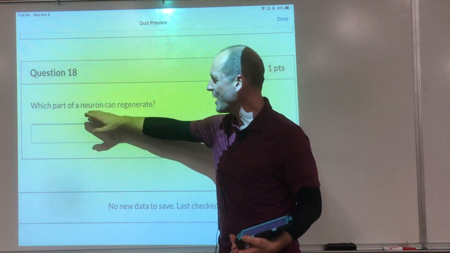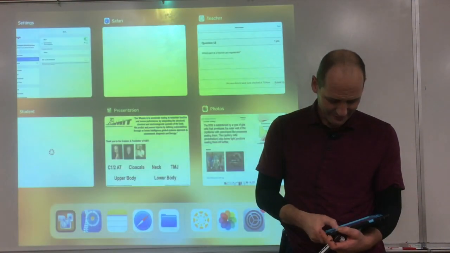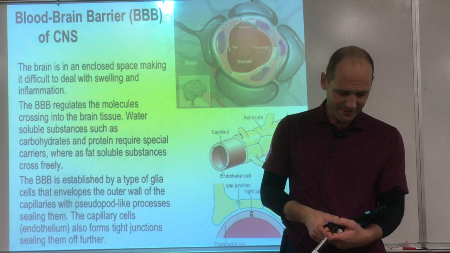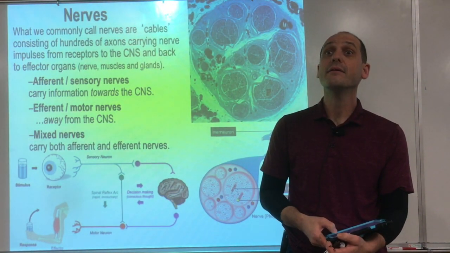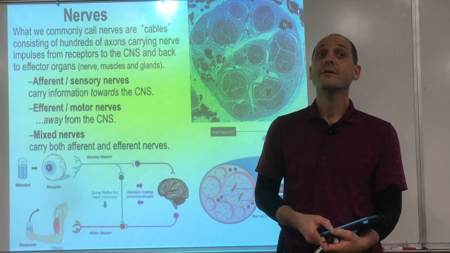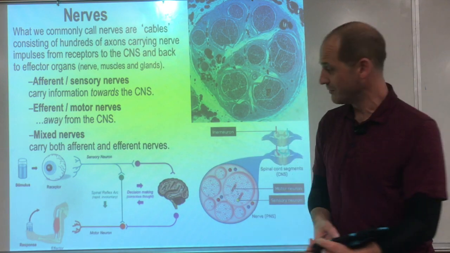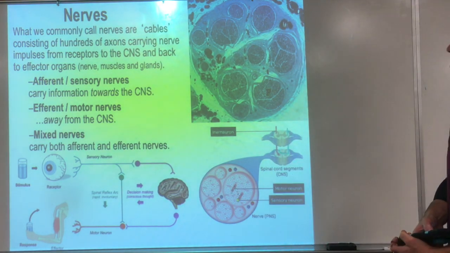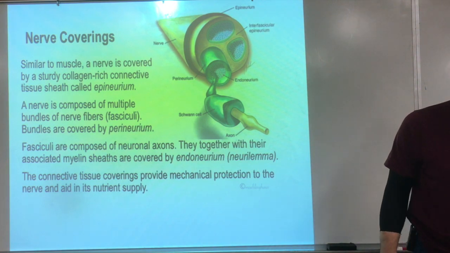Anyway, which part of the neuron can regenerate? The axon. Did I get that right? Yeah, you did. I put that instead of wrong. I always get it wrong. Well, I'm going to review that. I put a capital A, and it was marked wrong, and then when I went back and put a small a, they made it correct. It was semantics.